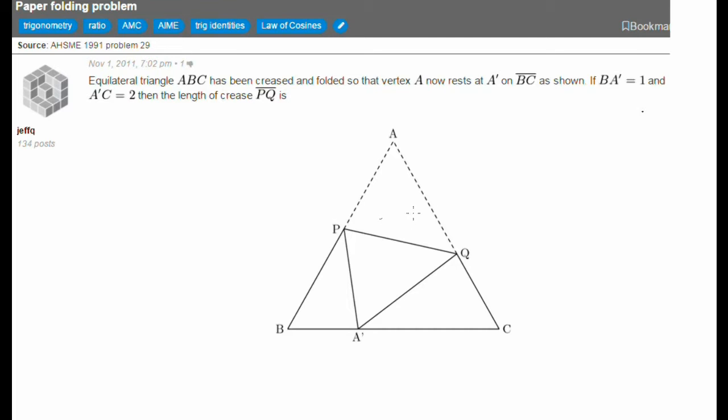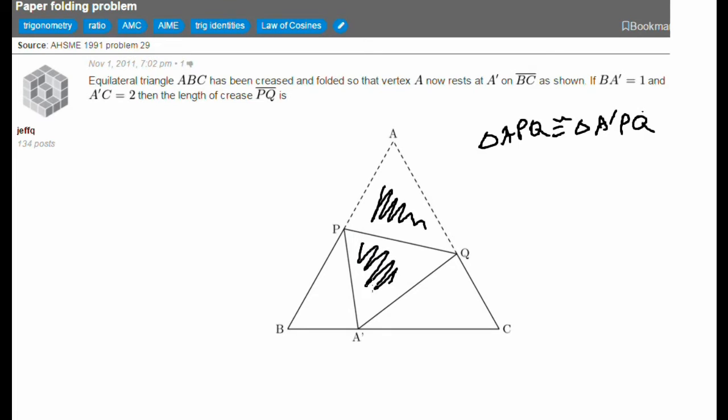First we notice that triangle APQ is congruent to triangle A'PQ. And why is this? Well, when you fold a piece of paper, you basically take the paper that used to be in this space, APQ, and literally flip it over and reflect it to get A'PQ. It's just a reflected triangle. This is the same piece of paper that used to be in APQ space, but it's just flipped over and moved. So these two triangles should be congruent because that's a property of folding.